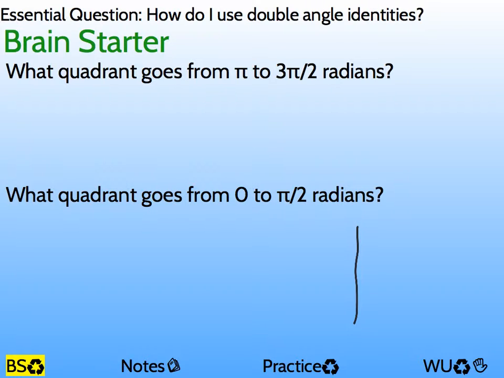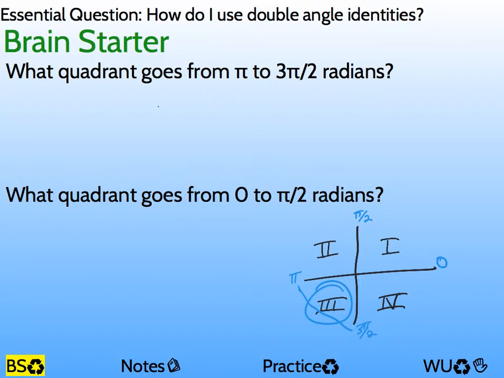In case you forgot, the quadrants are 1, 2, 3, and 4. And the radian measures are 0, pi over 2, pi, and 3 pi over 2. Missed that pi for a second. So, between pi and 3 pi over 2, that's right here. There's pi, there's 3 pi over 2. That is quadrant 3. And then from 0 to pi over 2 is right here. It's quadrant 1.